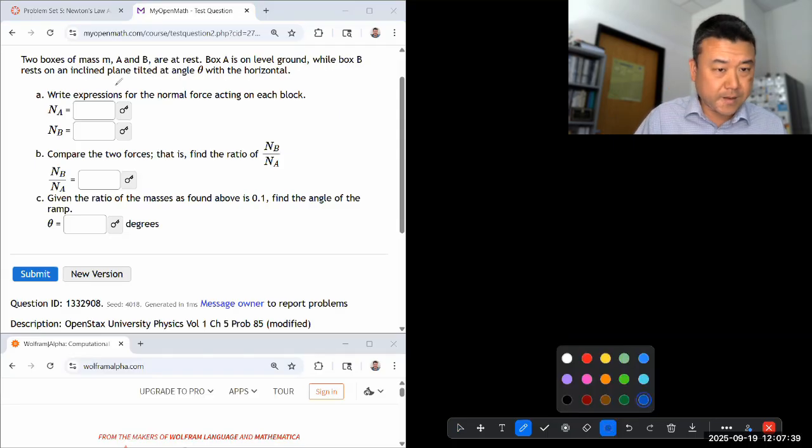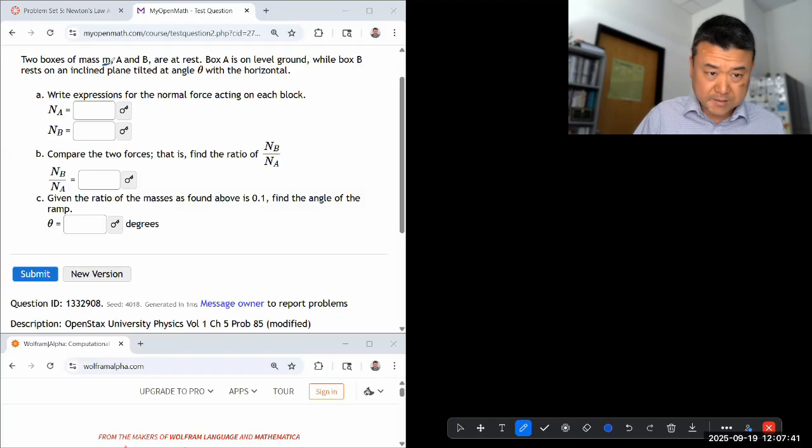So two boxes of mass M, same mass, but they are labeled differently, A and B. They are at rest. A is on level ground, all right. So I have A on level ground, and while box B rests on an inclined plane tilted. Oh, okay. And then it's asking for expression for normal force.